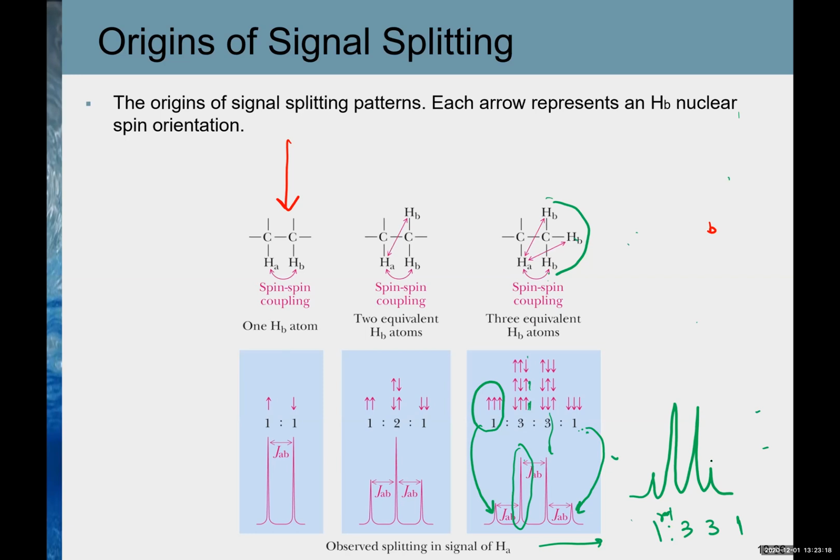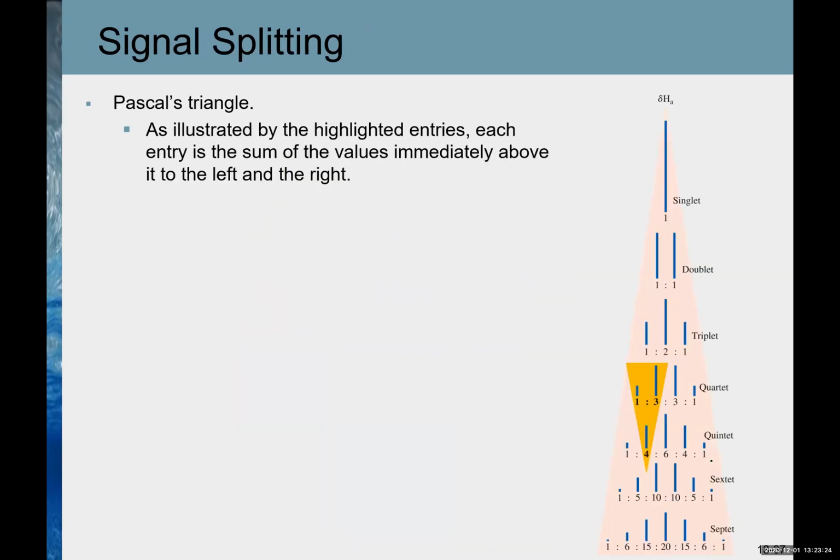Now we don't have to draw all these possibilities to figure out the splitting pattern. There is a simple way. This is called Pascal's triangle. And this triangle will help you to figure out the relative intensities of peaks when they split. All you need to do is you start with one. When we have a singlet, then there's just one peak.